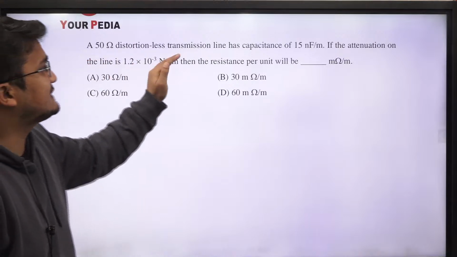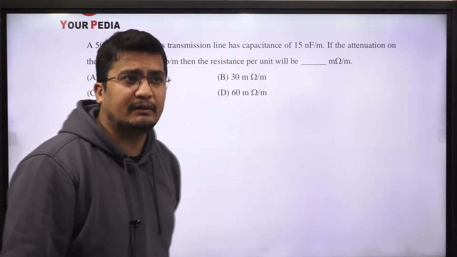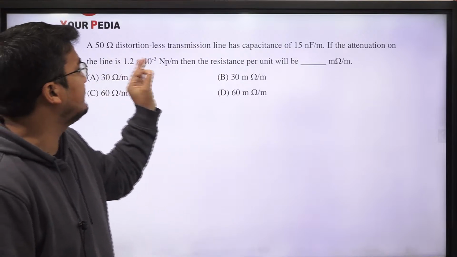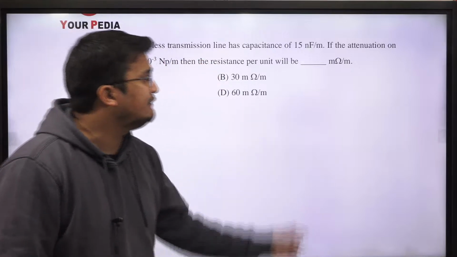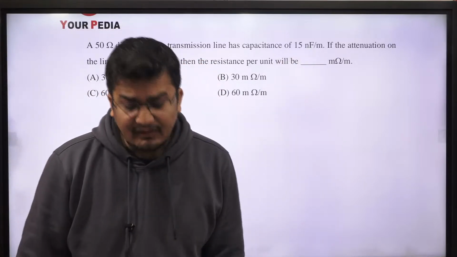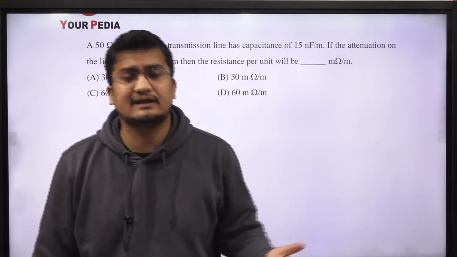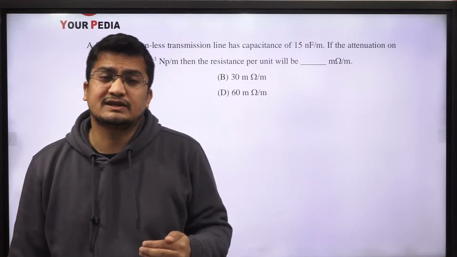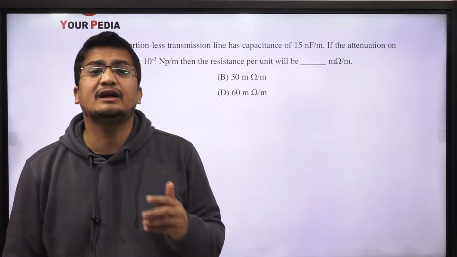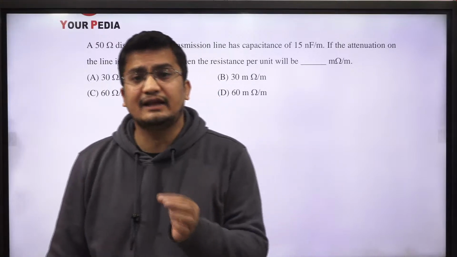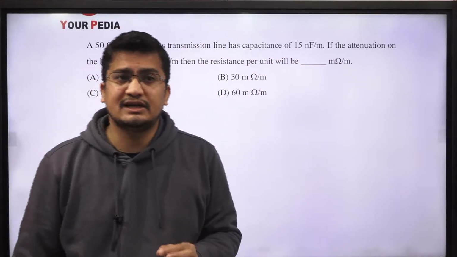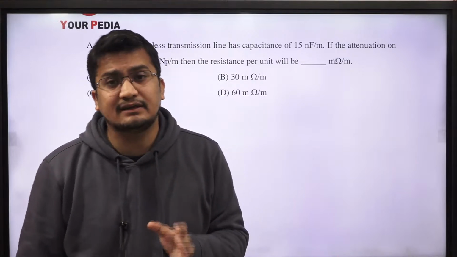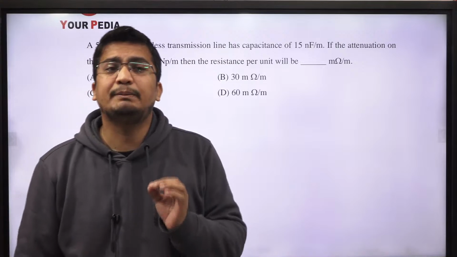A distortionless transmission line has a capacitance of 15 nanofarad per meter, right? If the attenuation on the line is 1.2 into 10 raised to power minus 3 Napier per meter, then the resistance per unit length will be in milli ohm per meter. When we talk about the transmission line, we have the lossless transmission line and the distortionless transmission line. There is a condition for the distortionless transmission line that is defined in terms of its physical constants, that is R, L, G and C. तो आपको वो डिस्टॉर्शनलेस कंडीशन याद रखना है. If you remember that condition and the characteristic impedance relation of the distortionless transmission line, you can easily answer.